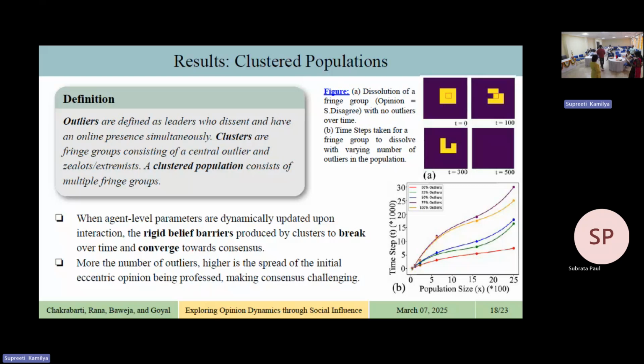Next 2 certificates, one is for active participation of Jayanto Pal. I request him to please come over. Active participation of Shutopa Chatterjee.